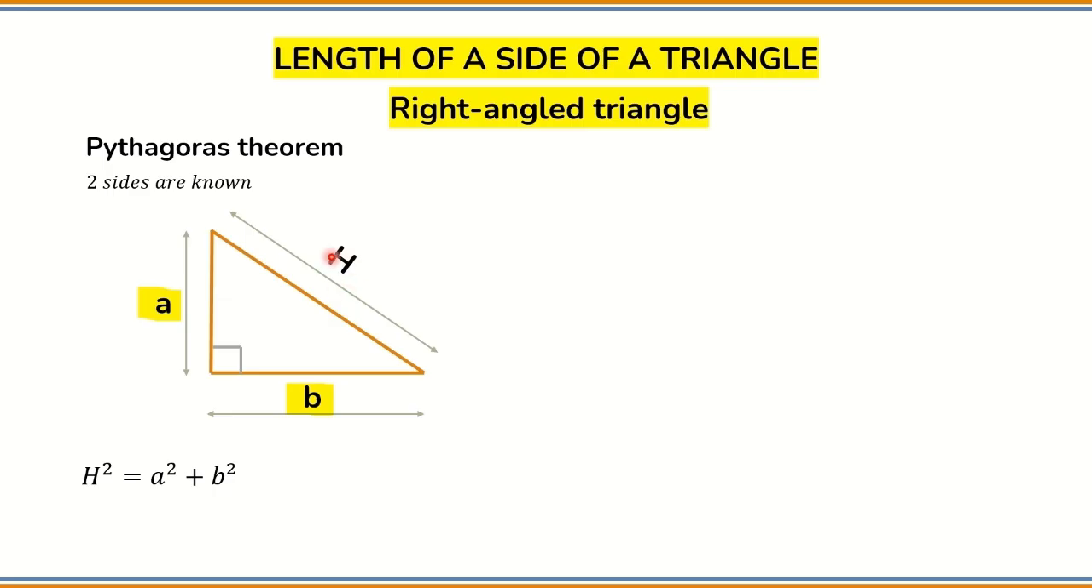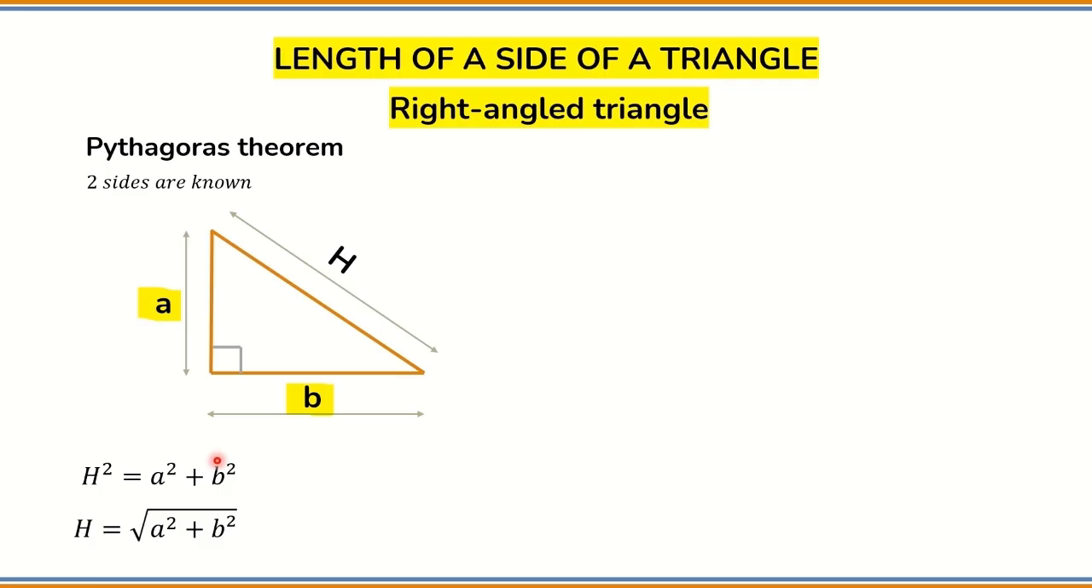h squared, so hypotenuse squared, equals a squared plus b squared. So h will be the square root of a squared plus b squared. If we want to calculate any side other than the hypotenuse, we will need to rearrange the formula. For example, if we want to calculate a and we know b and h, we will have to rearrange this formula so a will be on its own on one side of the equation.